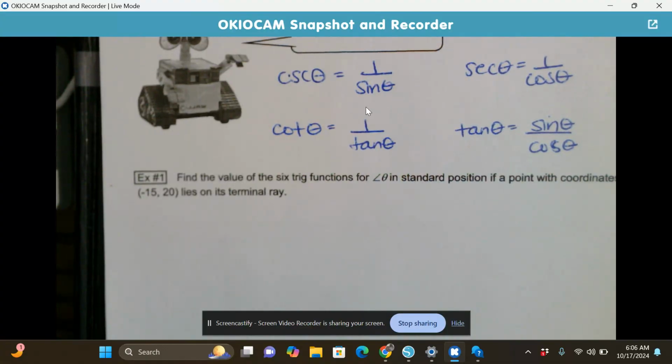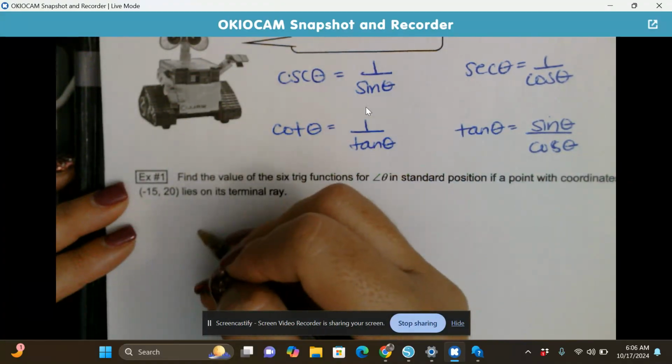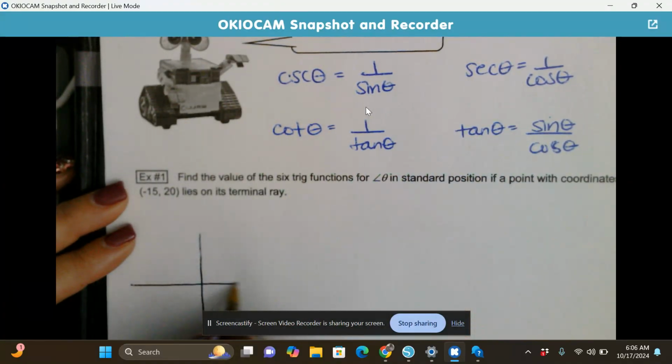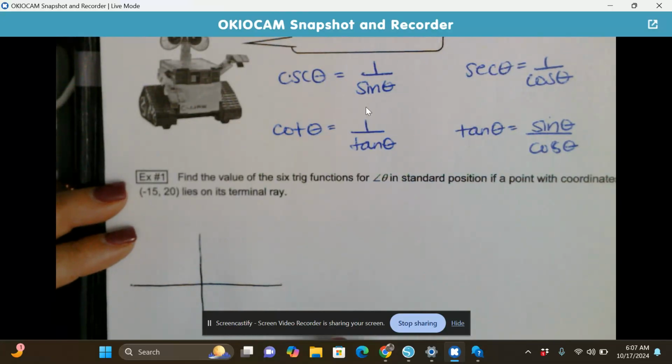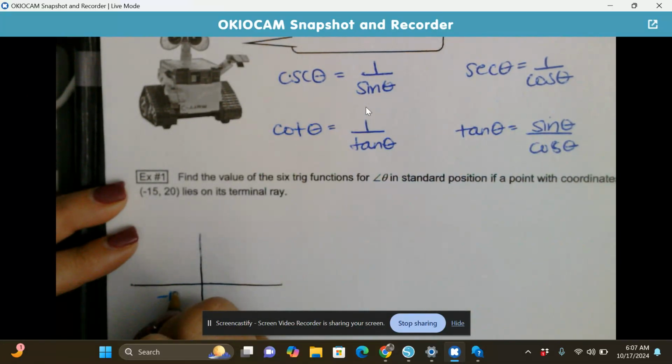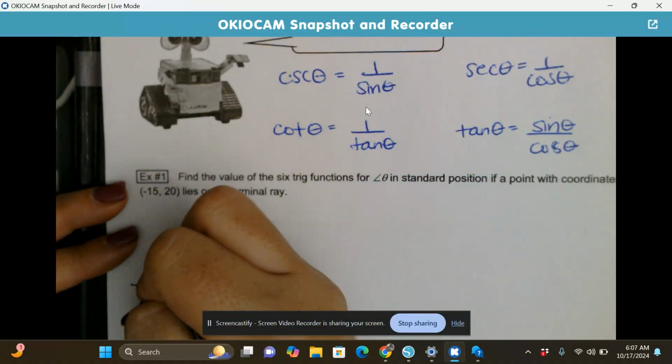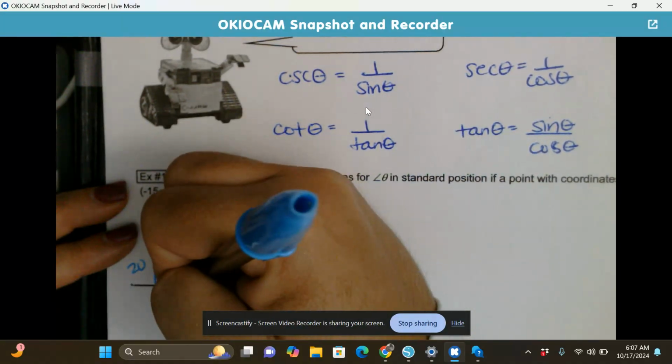All right, so example number 1: find the value of the six trig functions for theta in standard position if a point with coordinates -15, 20 lies on the terminal ray. The first thing I'm going to do is draw me a figure. The point -15, 20. So if I do -15, that's going to go left 15, and I'm going to go up 20. Okay, so here's my ray.